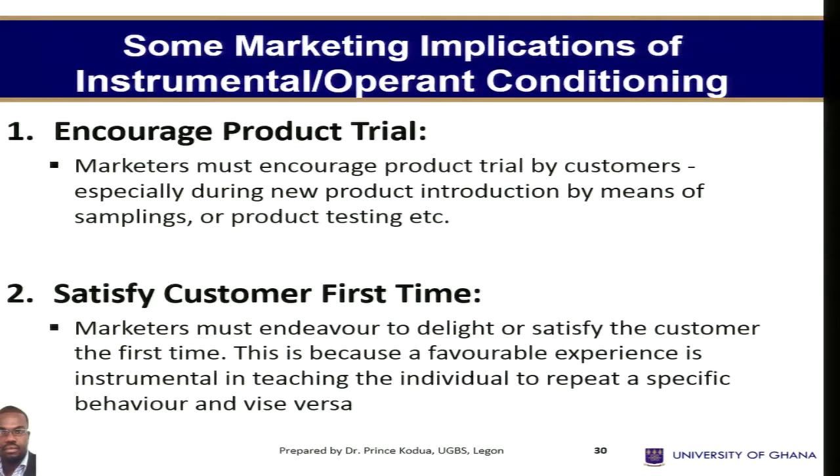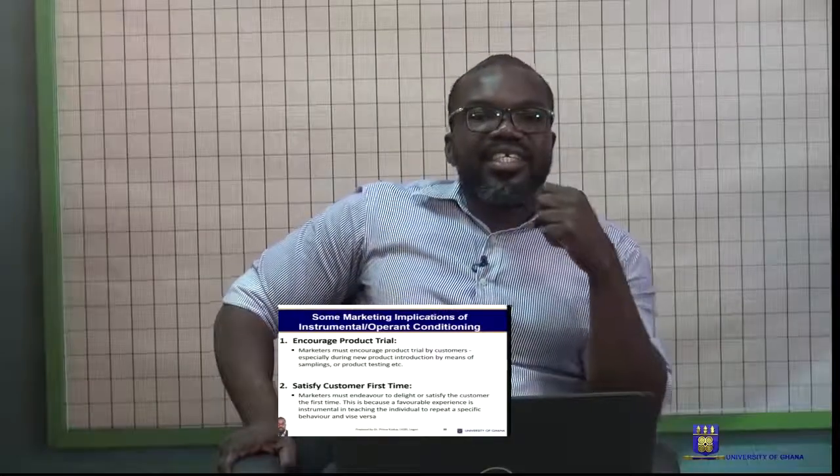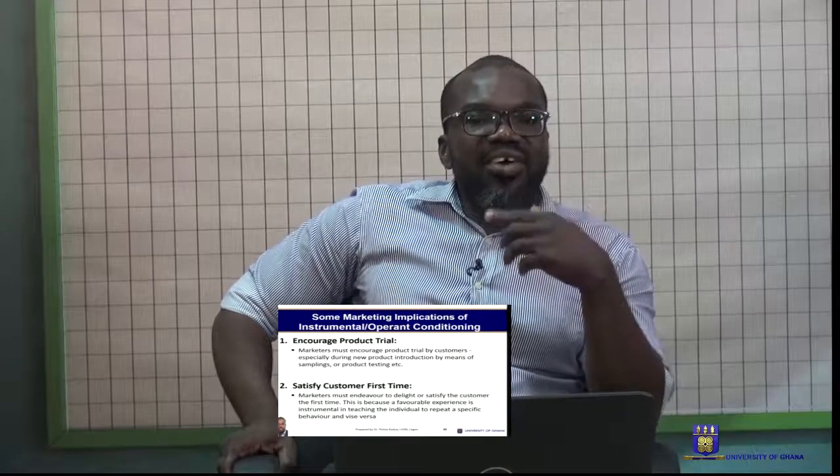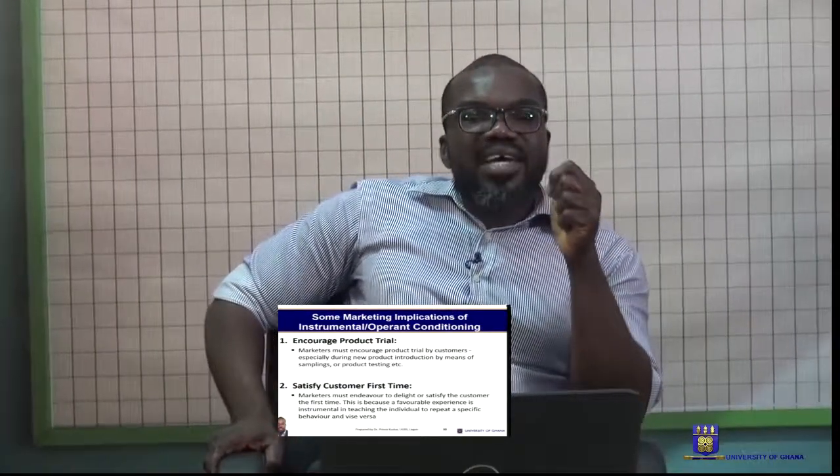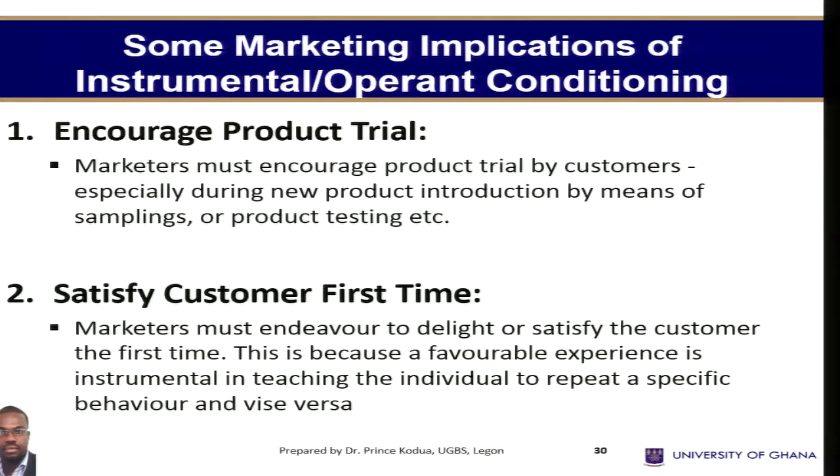Let's look at some marketing implications of operant conditioning. If we say consumers learn by means of trial and error, there are several implications. One, we need to encourage product trial. Where practicable, marketers must encourage trial, especially in a new product situation, because consumers learn by means of trial and error. Two, because there are several alternatives in the market, businesses need to make a conscious effort to satisfy customers the first time.